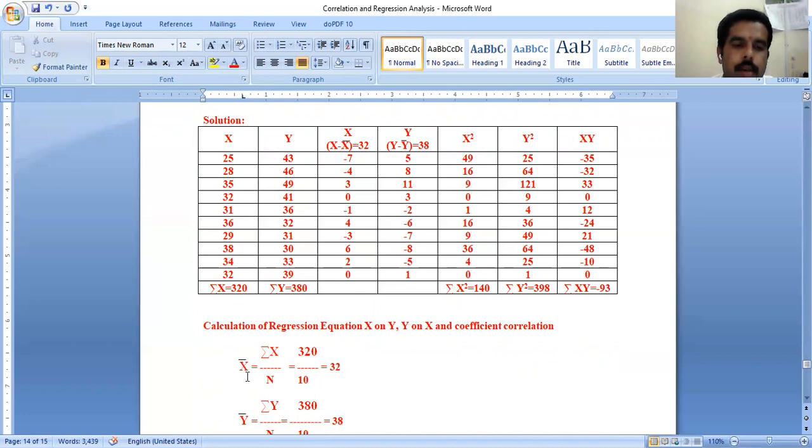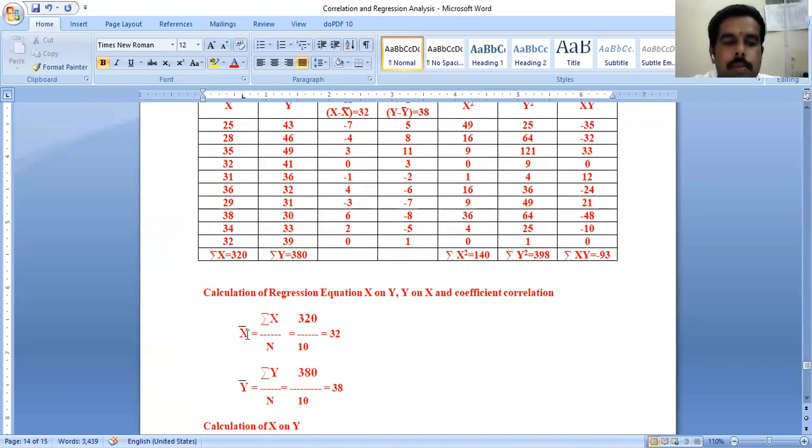The first one is x bar is equal to sigma x by n. We need to find out the x bar and y bar values. X bar is equal to sigma x by n, that is 320 divided by 10, is equal to 32. Y bar is sigma y by n, that is 380 divided by 10, that is 38. You observe both the values, 32 and 38, no fraction values are included, or no fraction values we got. So we need to apply the actual mean method only.